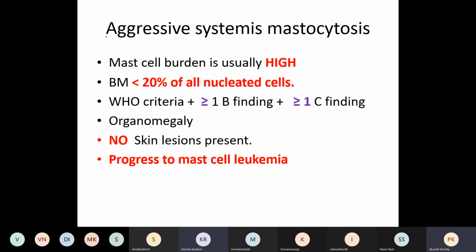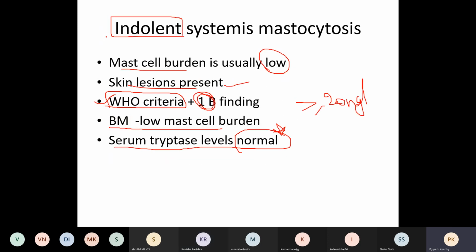Serum tryptase, see, what is serum tryptase? It is an enzyme present in the granules of your mast cells, right? So, in indolent systemic mastocytosis, what is the tumor burden? What is the mast cell burden? It is very low. So that's why you have less mast cells, and obviously the granules of mast cells are also less. So that's why you will have serum tryptase levels normal.